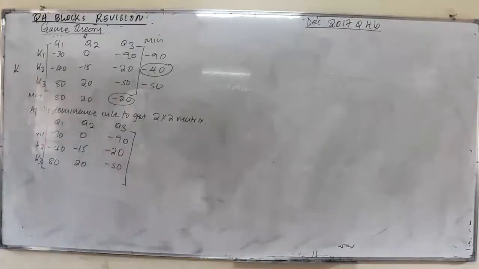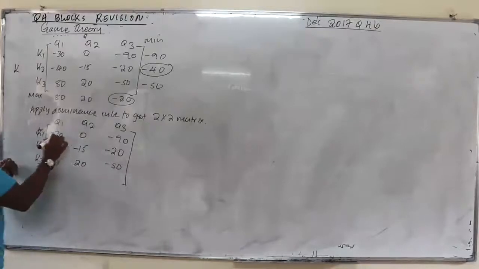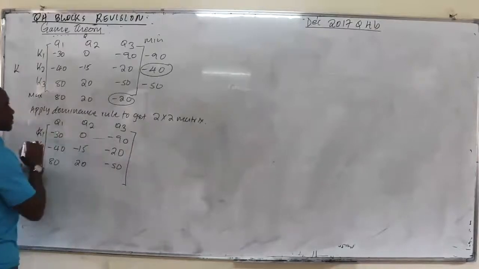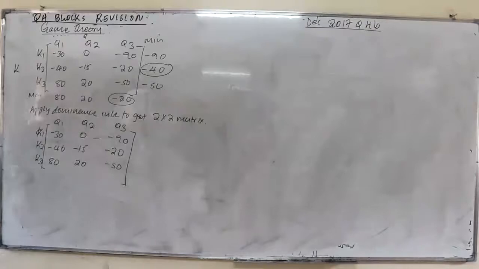So how do we apply dominance? If I take you back to the rules of dominance, we say that you take the maximum from the first row. And the maximum you have is what? The maximum you have is 0.